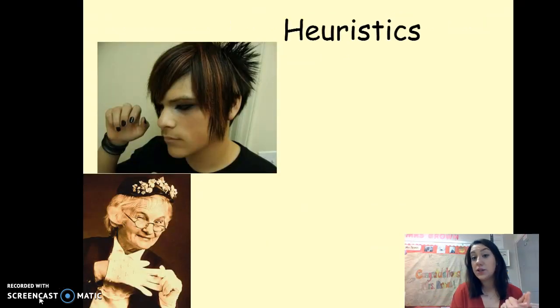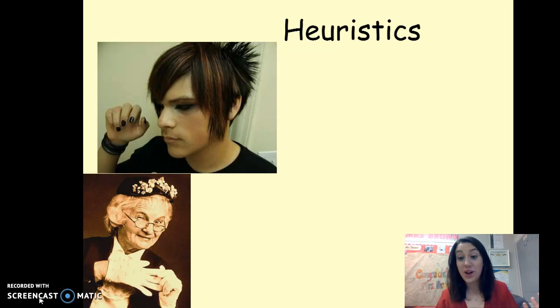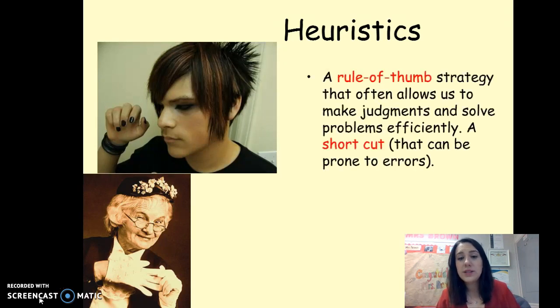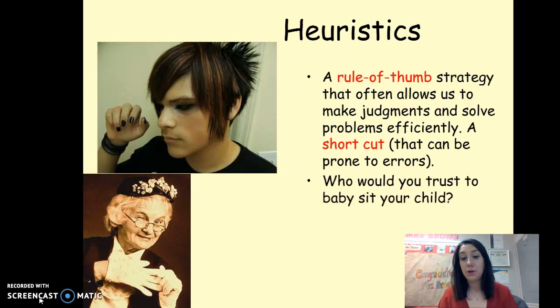The opposite of this is heuristics. Heuristics are using shortcuts, more prone to error, more likely to be biased or playing into our stereotypes, but when it's right, it takes a lot less time. So we say it's a rule of thumb strategy. If you see rule of thumb or a shortcut, you should think heuristic immediately. It allows us to make judgments and solve problems. It's a shortcut, but it can be prone to errors.